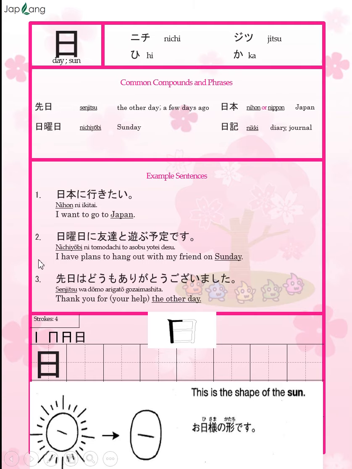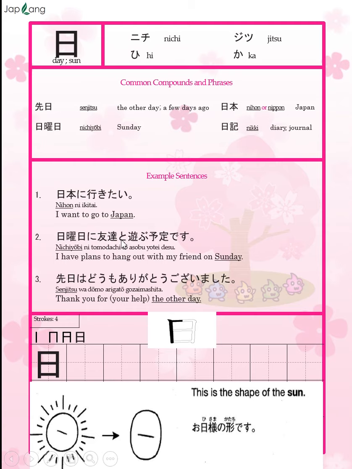So Nihon ni ikitai desu ne. I want to go to Japan, right? So Nihon. This is ni, nichi, and then hon. So nichiyobi ni tomodachi to asobu yotei desu ne. So this is the Sunday kanji. Because these are 3 kanji, right, we will be reading it as nichi. Okay, so nichiyobi ni tomodachi.